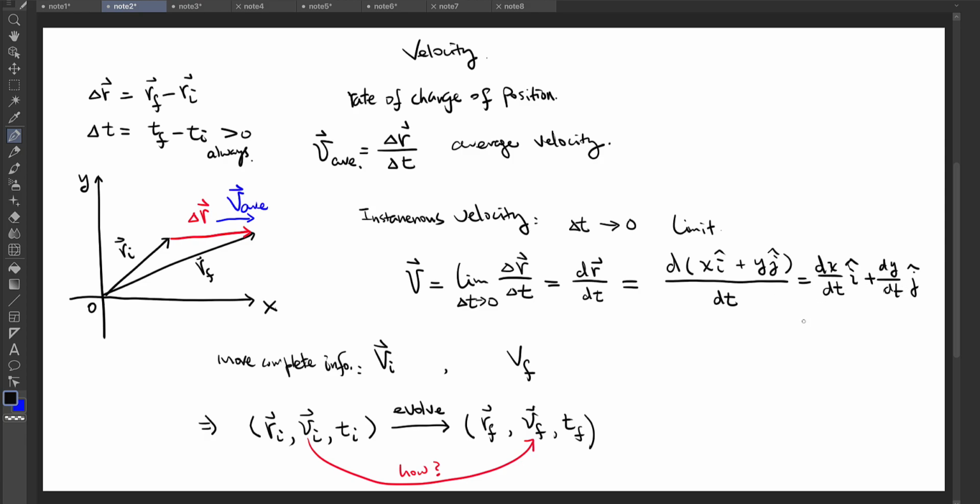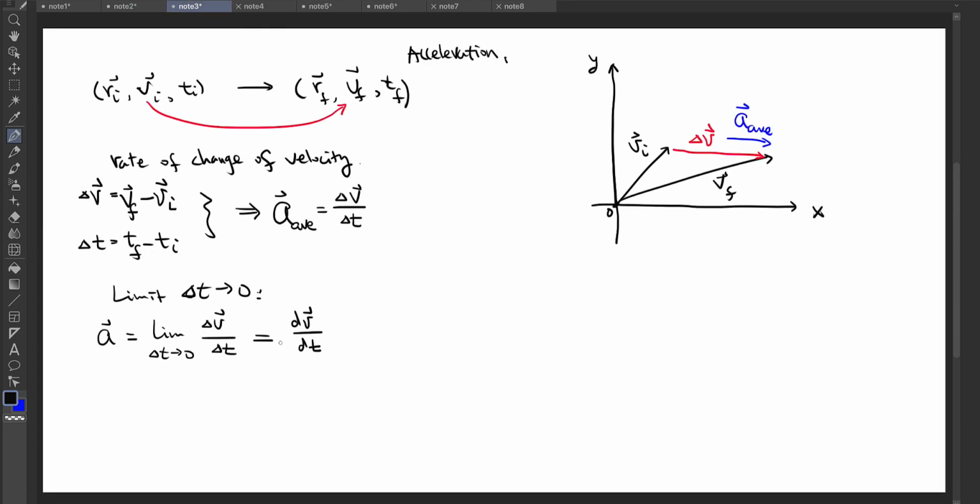And dx dt is called vx. dy dt is called vy. Okay, so let me add the note here. So vx is dx dt, vy is dy dt. Sorry about forgetting to talk about this meaning of the limit in the previous discussion. Now let's do this here.